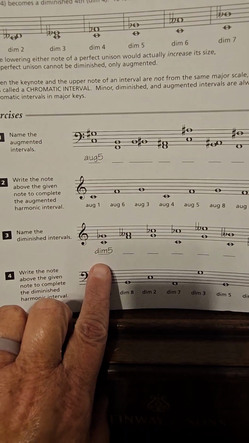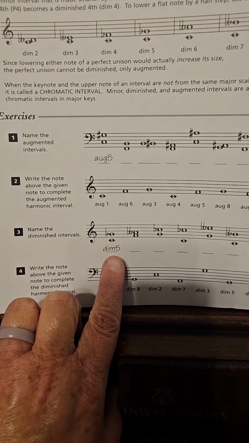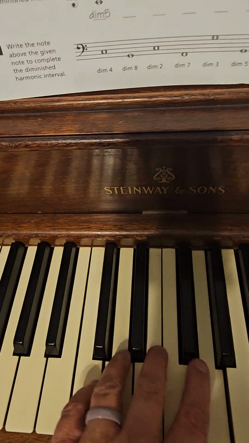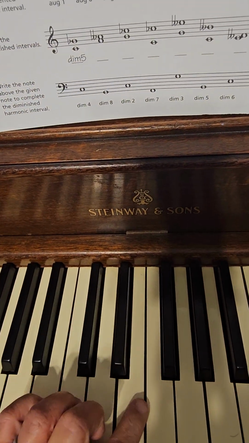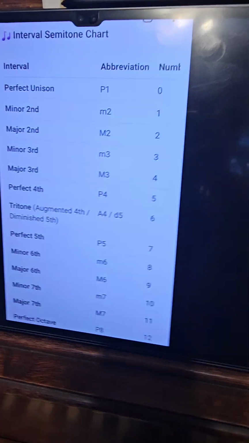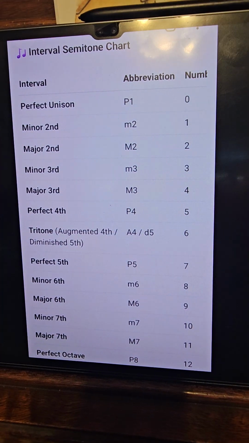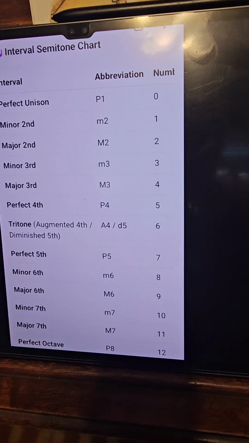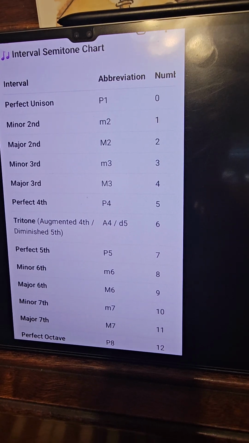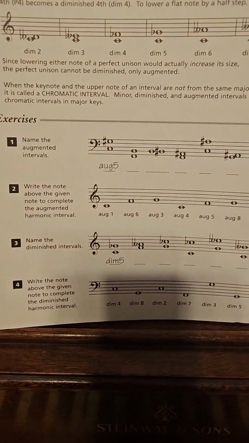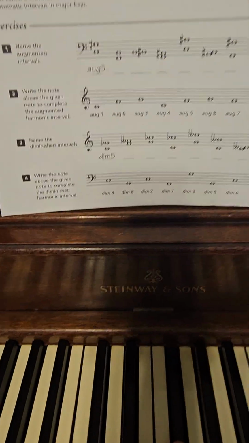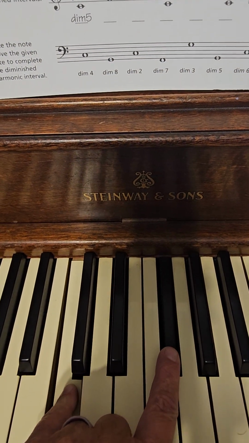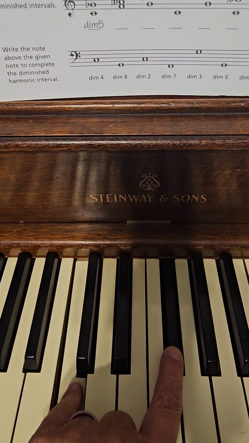Now we can look at diminished. So we have a diminished fifth. We have a C and a G. Okay. 1, 2, 3, 4, 5, 6, 7. 7 semitones is a perfect fifth. Now when we flat that top, we're lowering it a half step. And now we're turning that into a diminished fifth. And we're just lowering it. So now we have a diminished fifth.